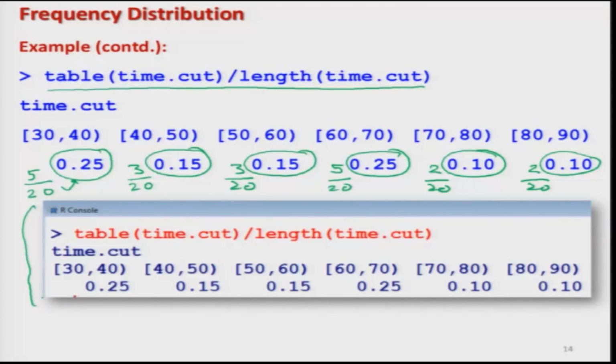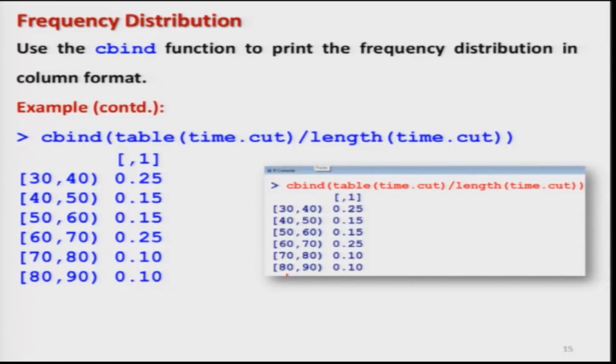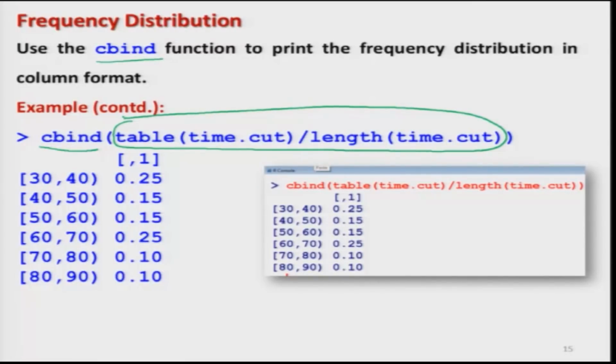And once again, if you want to put it in vertical columns, vertical format, then you simply have to use the same command cbind, but now cbind will be operated over this variable which was used to obtain the frequency distribution with respect to the relative frequencies. Here this is the same outcome in the vertical columns, and this is here the screenshot.